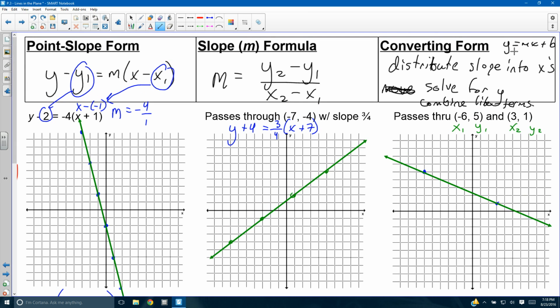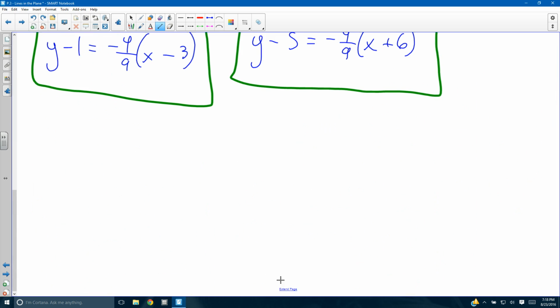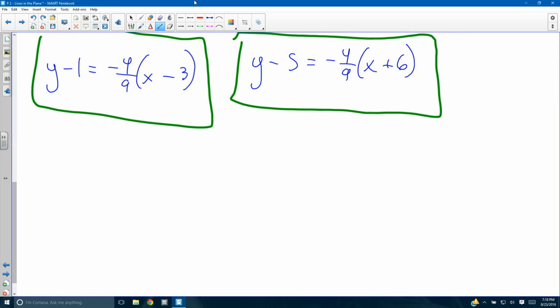All right, converting form to y equals mx plus b. Why might we want to do this? We might want to do this to confirm that they're the same line, right? Or you might want a y-intercept. Distribute the slope into the x's, solve for y, combine like terms. Okay, I have to do this one twice because I want to prove to you that these are both the same numbers. Now, unfortunately, we're going to deal with fractions in the y-intercept and everything and combining like terms. But, hey, it's all part of the practice.